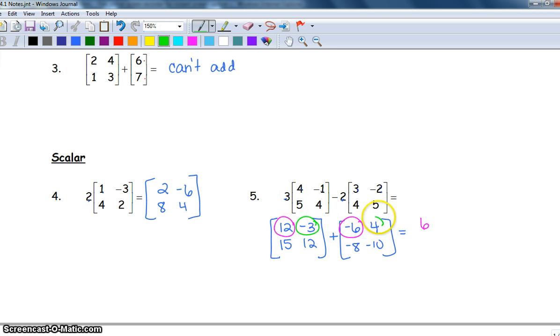A negative 3 and a positive 4, that gives us a positive 1. 15 minus 8 gives us 7. And last, 12 and negative 10 leaves us with a positive 2.